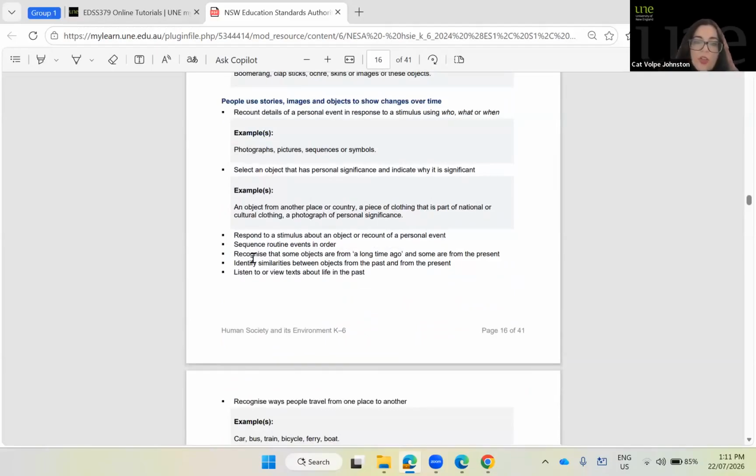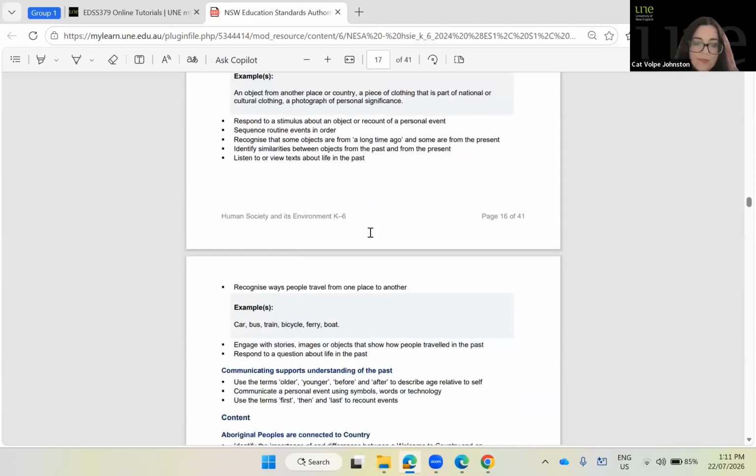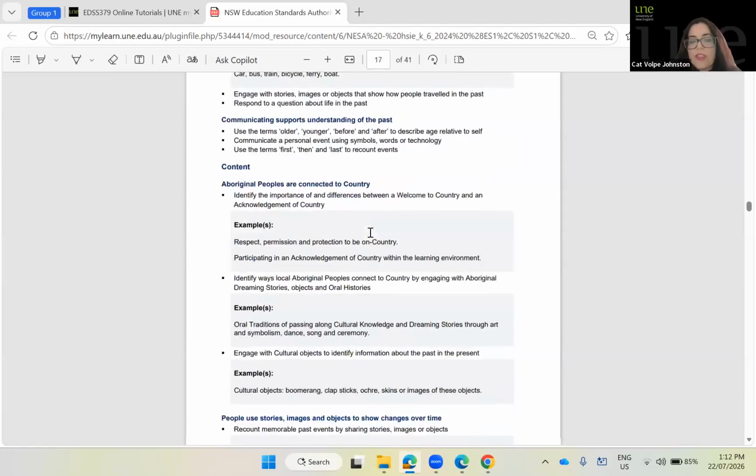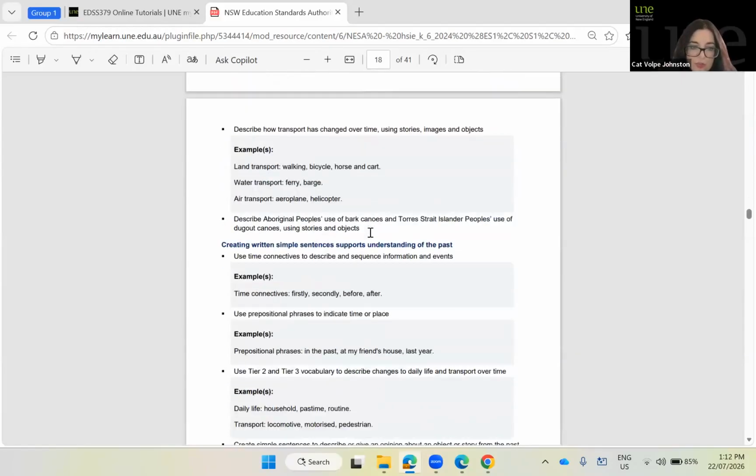So responding to a stimulus about an object, that's where you're going to be teaching that analysis of sources, identifying similarities between objects from the past and the present, and also things that are different. So that's analysis right there, similarities and differences, and listening to and viewing texts about life in the past. Again, it's up to schools to decide how to put these units of work together.